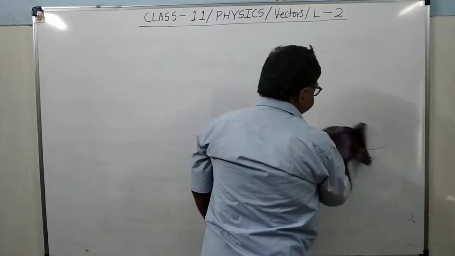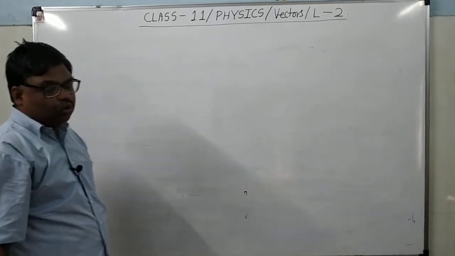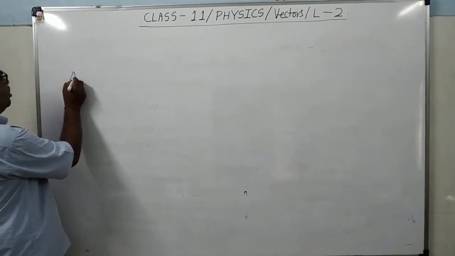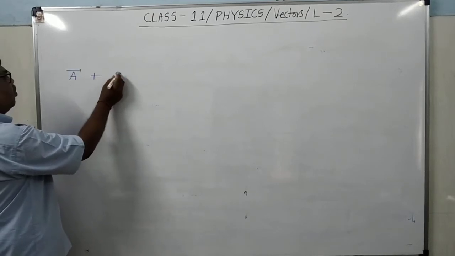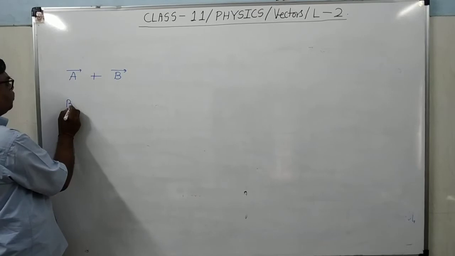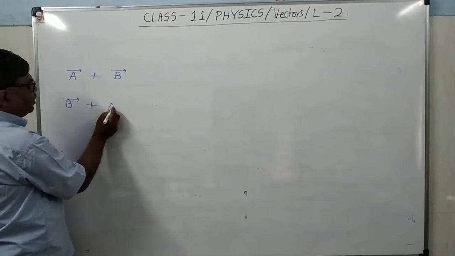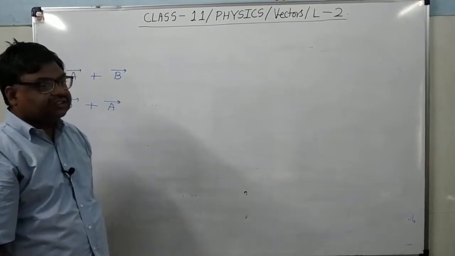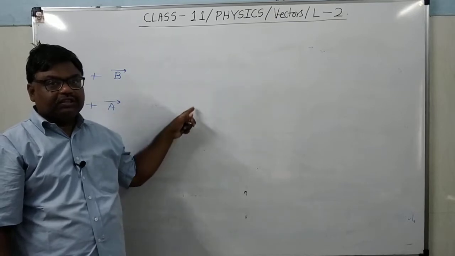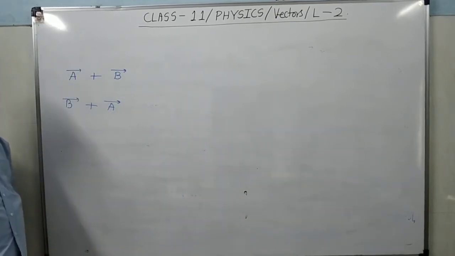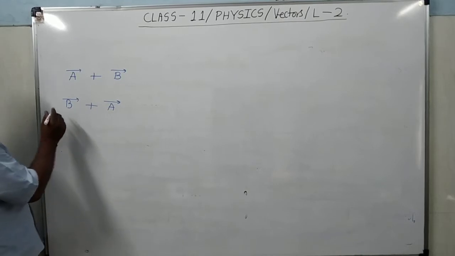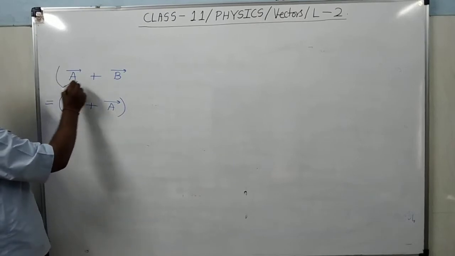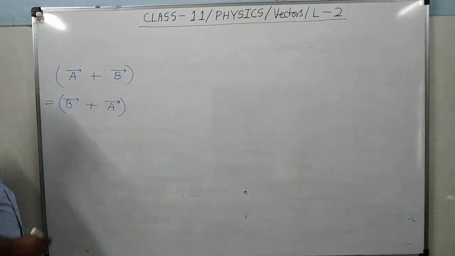You can see here, whether you find out vector A plus vector B or you find out vector B plus vector A, you will find that both the vectors will have the same magnitude and both will have the same direction. You have seen that both the resultant vectors were parallel. Means vector A plus vector B is equal to vector B plus vector A. Means vector addition is commutative.